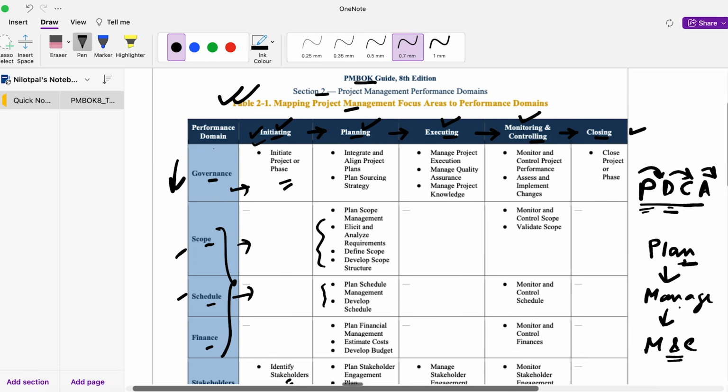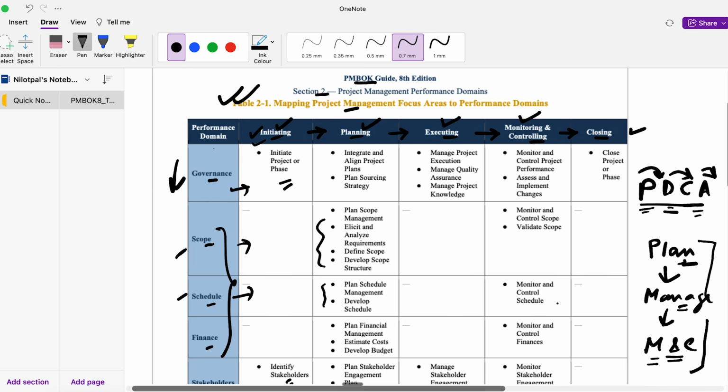Doing is basically managing here, and checking and acting is basically monitoring and controlling. Okay, so if you have to remember another sequence as part of this chart, it will be that you plan first, then you manage, and then you monitor and control. Now, if you understand that, this chart becomes very simple.